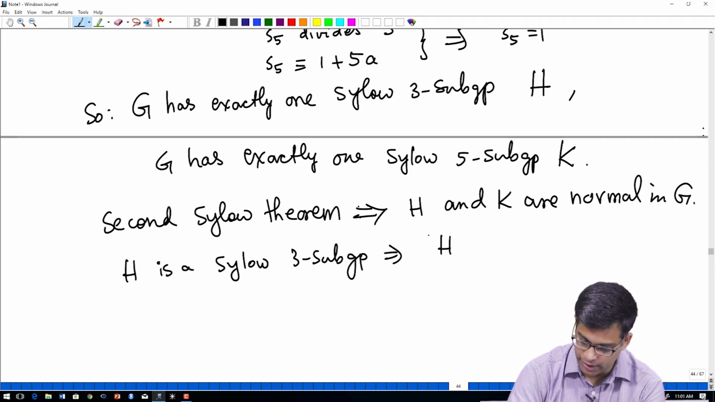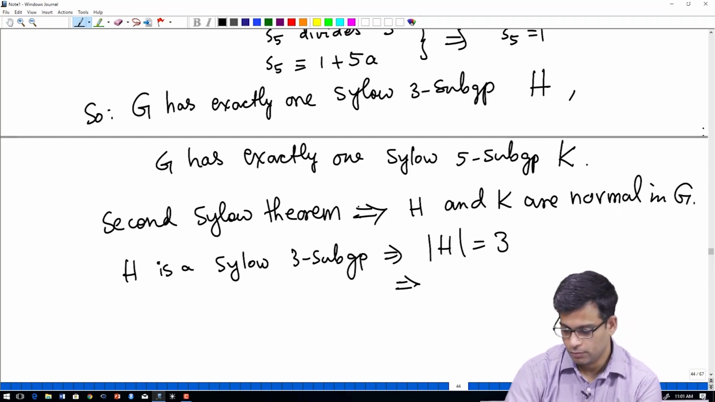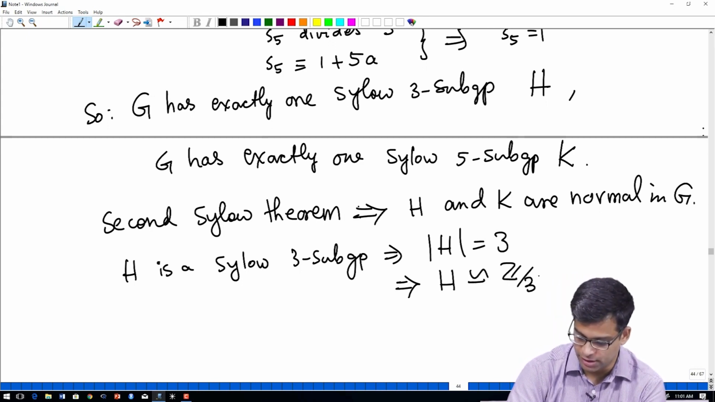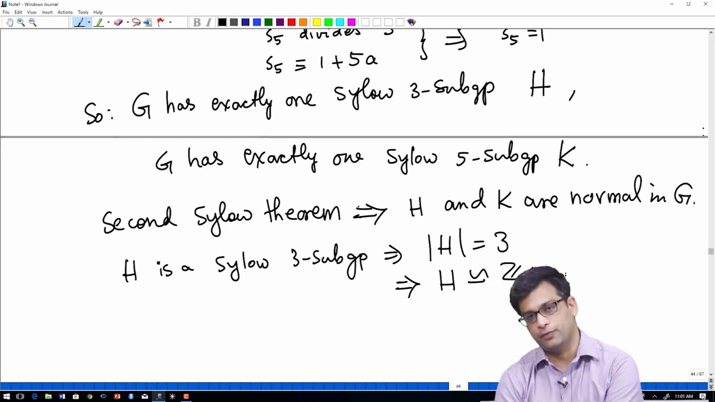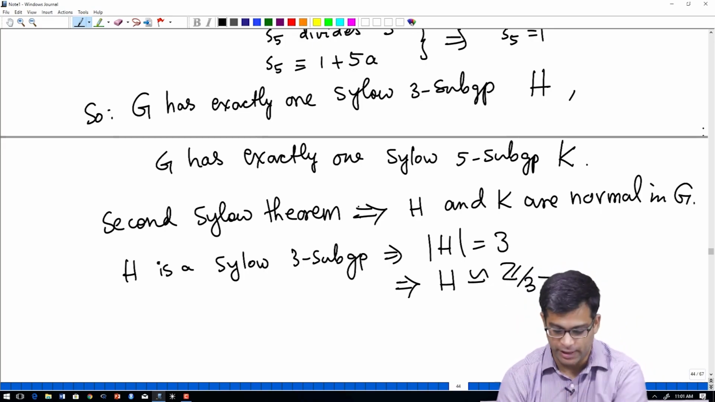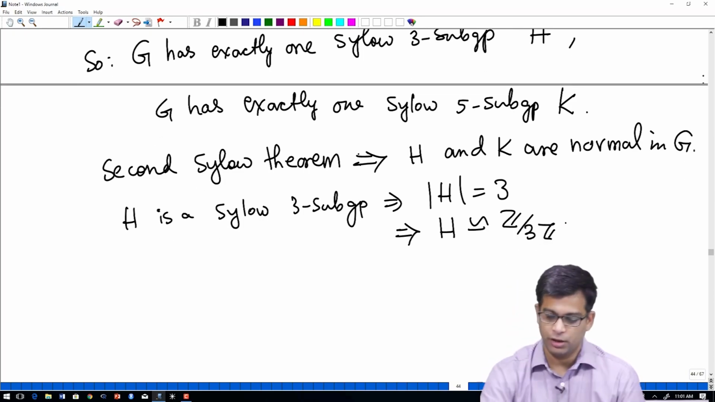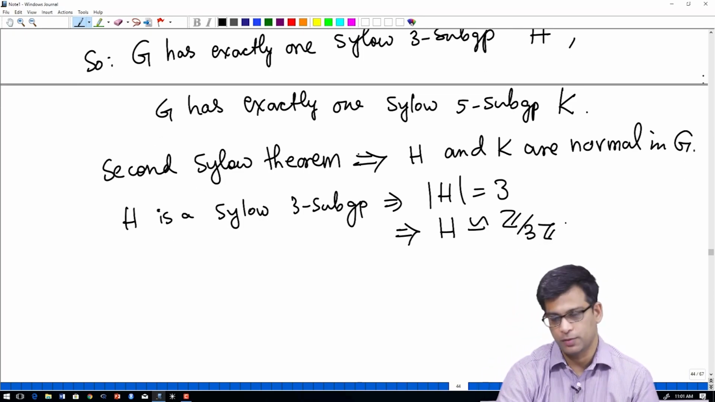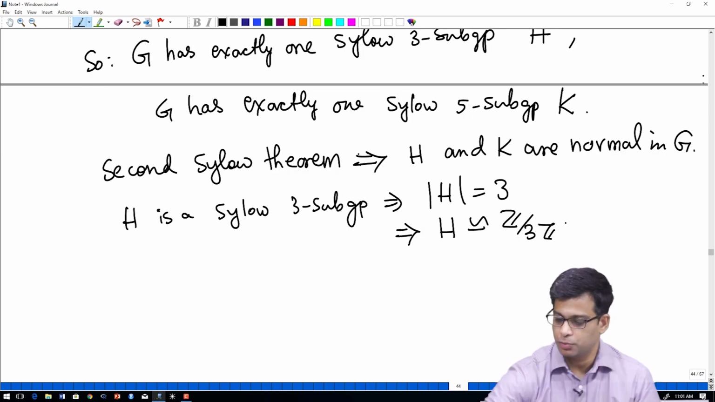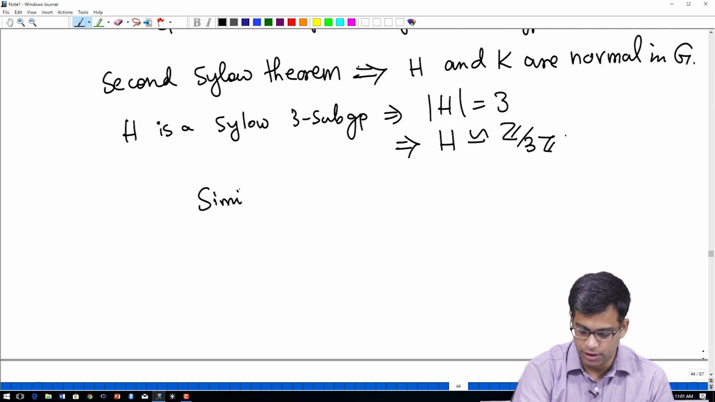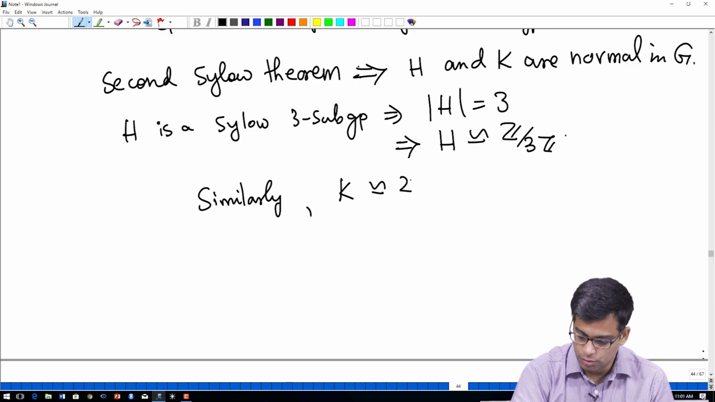This implies H has order 3, but that means H is isomorphic to Z mod 3Z. Okay, this is a consequence of the first isomorphism theorem way back. H is a prime order group, so it must be cyclic, and any cyclic group of order 3 must be isomorphic to Z mod 3Z. Similarly, K is isomorphic to Z mod 5Z.